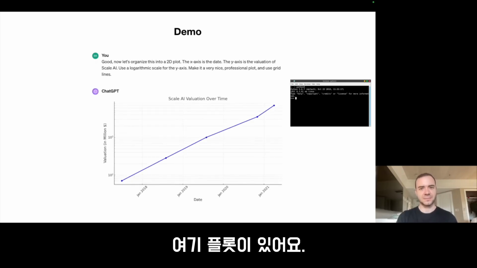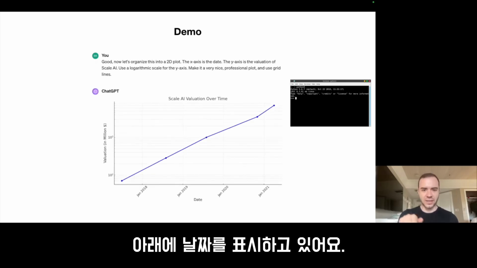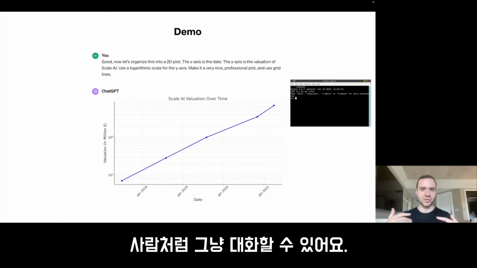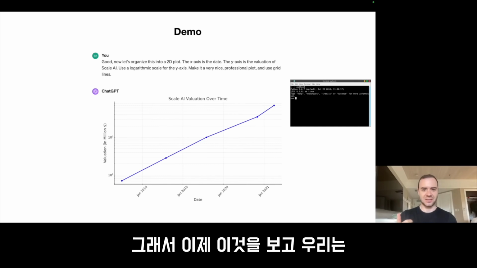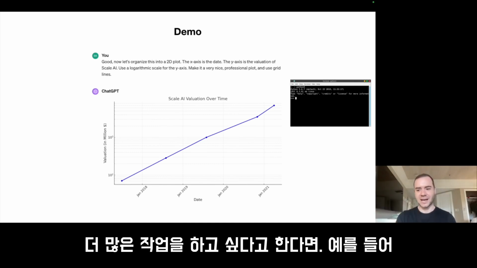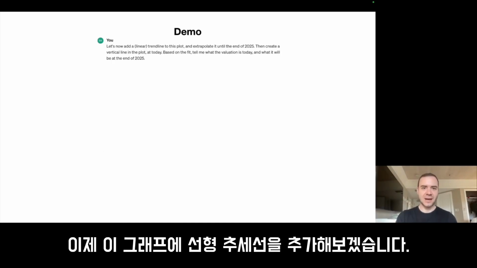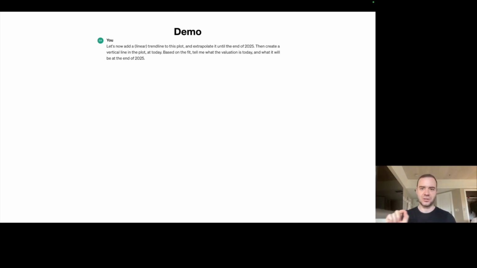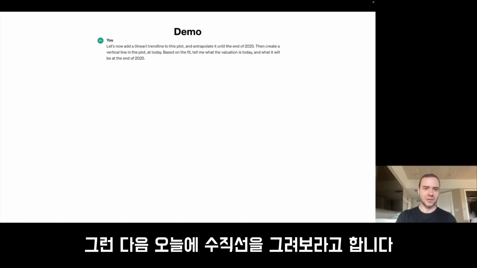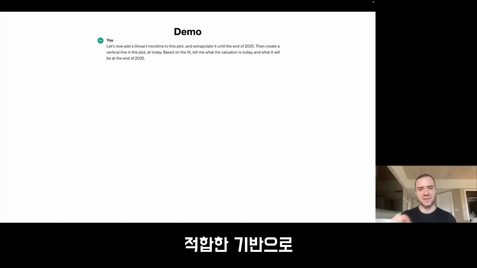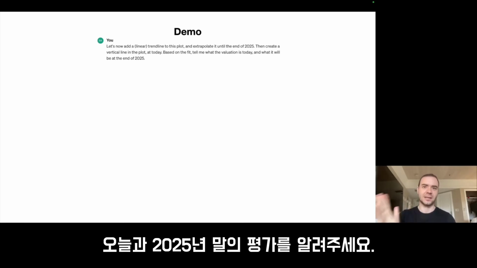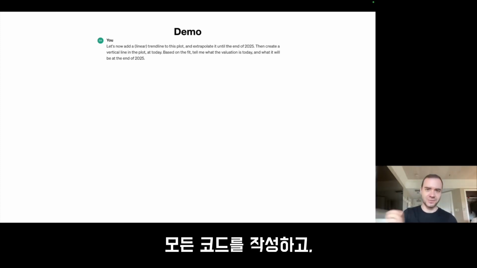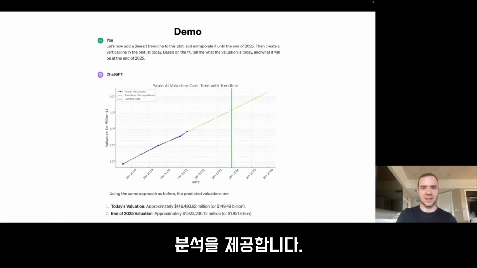And here's the plot. So this is showing the date on the bottom, and it's done exactly what we sort of asked for in just pure English. You can just talk to it like a person. And so now we're looking at this, and we'd like to do more tasks. So for example, let's now add a linear trend line to this plot, and we'd like to extrapolate the valuation to the end of 2025. Then create a vertical line at today, and based on the fit, tell me the valuations today and at the end of 2025. And ChatGPT goes off, writes all of the code, not shown, and sort of gives the analysis.